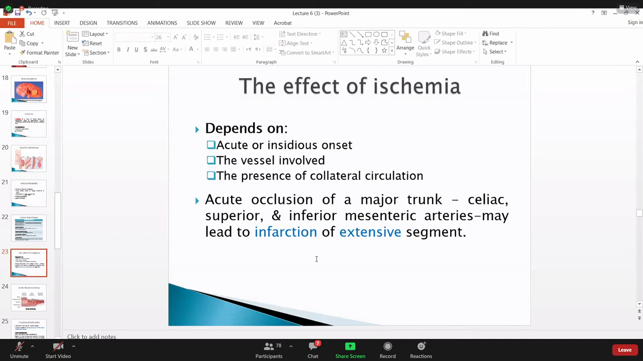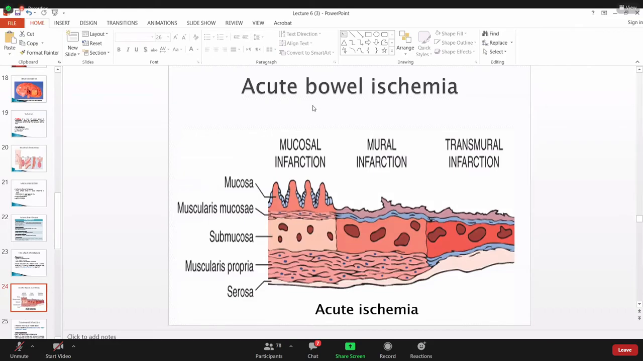Sometimes acute occlusion of a major trunk like the celiac or superior mesenteric or inferior leads to infarction of an extensive segment, meaning a very big segment is affected. Acute bowel ischemia could lead only to mucosal infarction, meaning it affects only the mucosa.